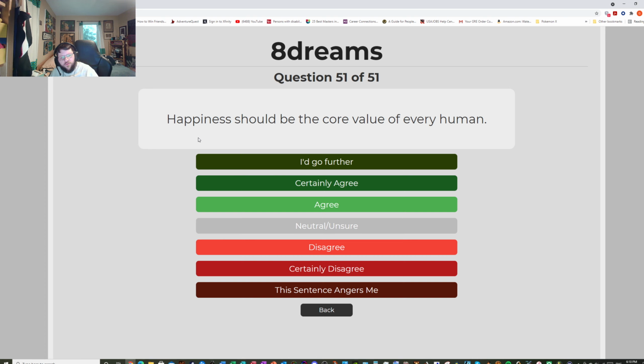There shouldn't be a core value of every human. They should be able to have whatever value they want. So happiness can be a core value if you wish, but not if you don't. You don't have to have that. You shouldn't be forced to. So no, not necessarily.